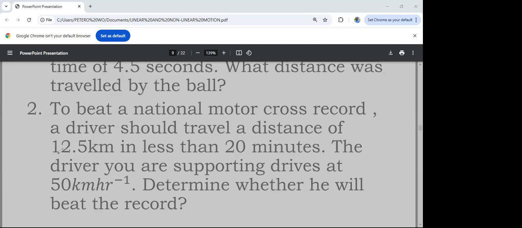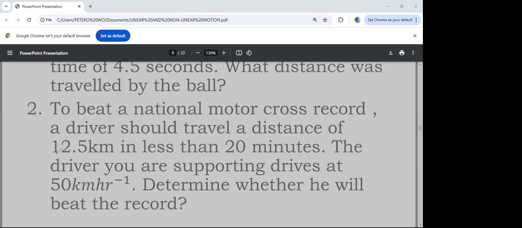So the driver will be able to beat the record because he can manage to drive at that speed and that distance in less than 20 minutes. Okay, thank you so much.